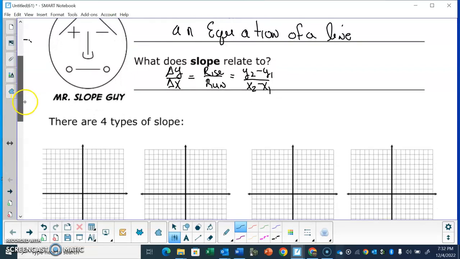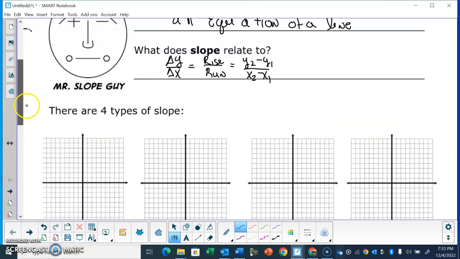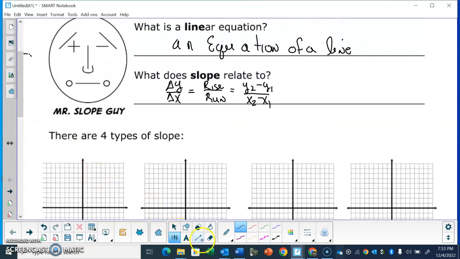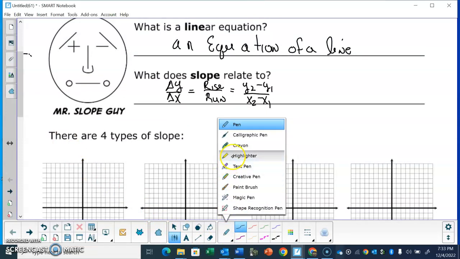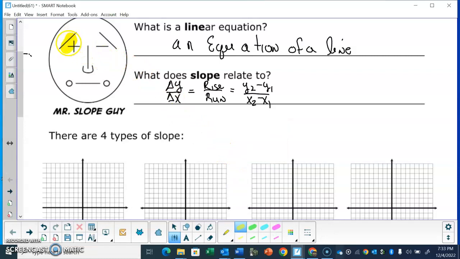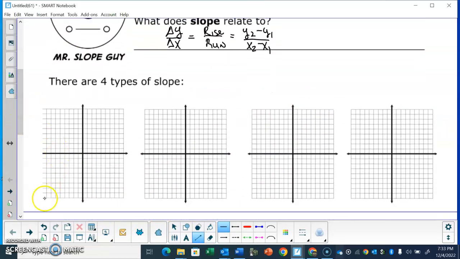Sleepy Slopey guy. All right, so the first one we're looking at is a positive slope. If you look at the slope guy here, you see where the positive is. Let's grab my highlighter. So positive slope. Anything that is going left to right and has an increasing y value is going to be a positive slope. So we're going to go ahead and put that. Let's do a line on this graph. Anything like that would be a positive slope.